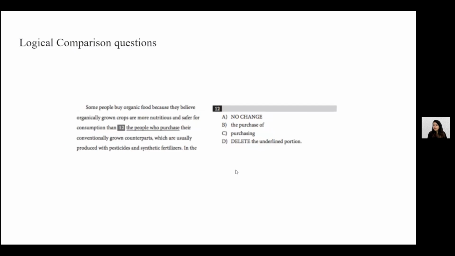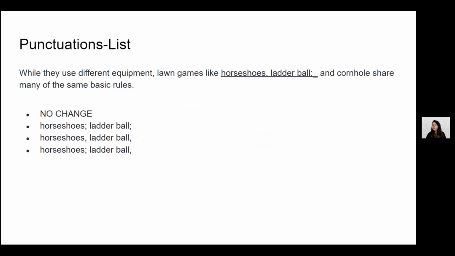Logical comparison question. I am making comparison between 2 items. I need to be pinpoint on what is the subject, what is being compared to, so that I follow process of elimination and get my answer correct. Right? These are few varieties of questions that you would see.